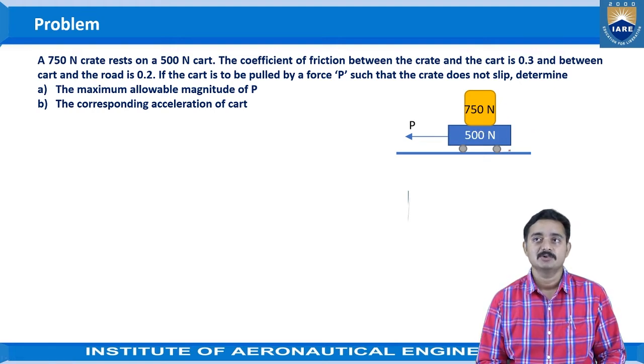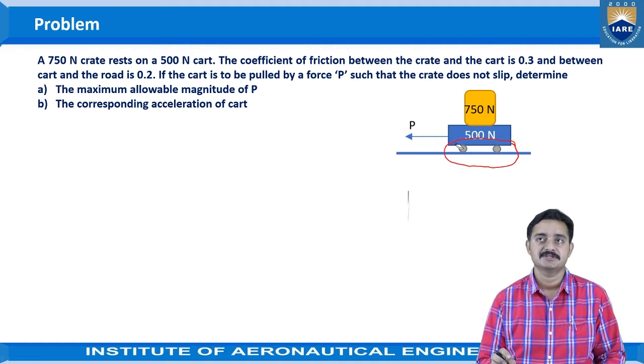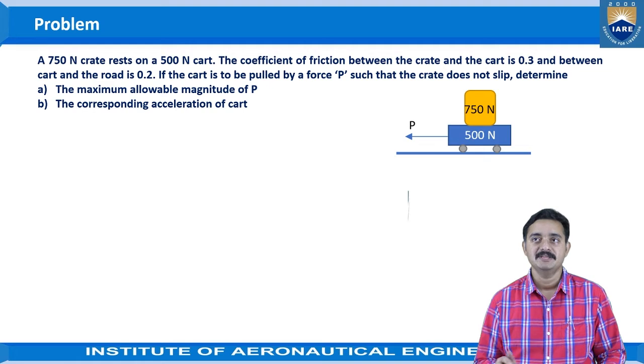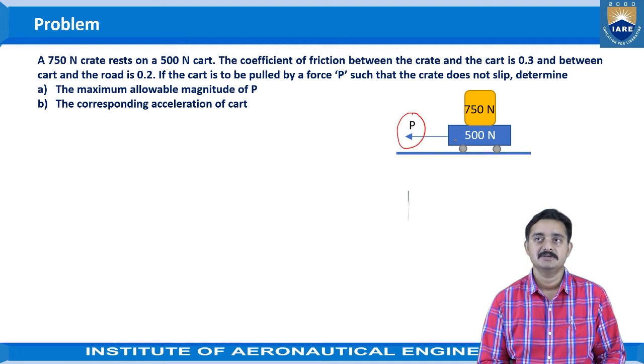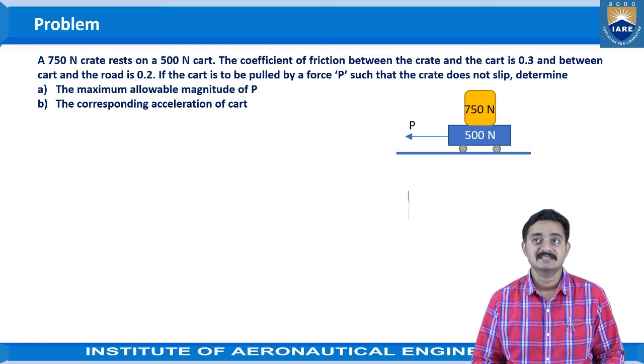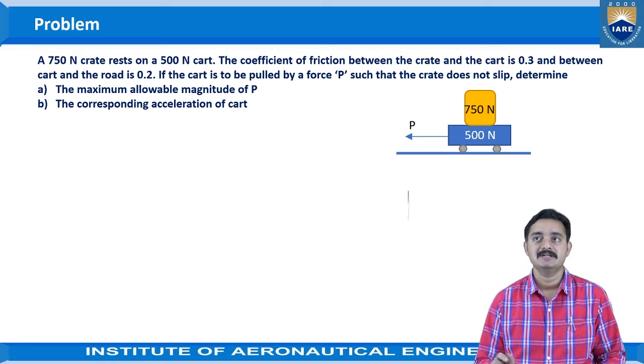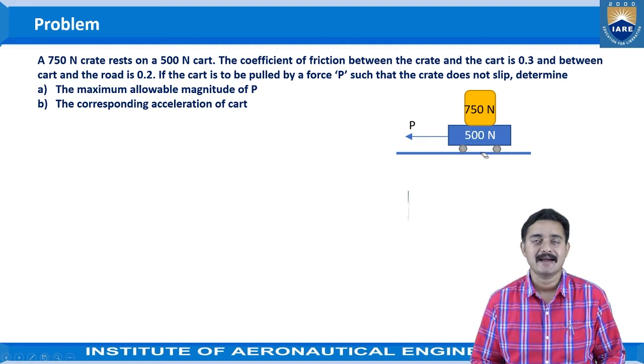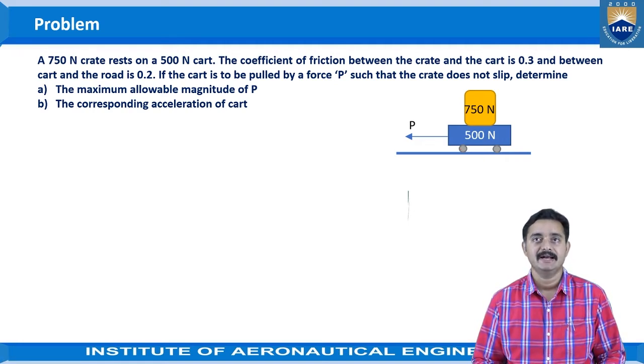And between the cart and the road, at this contact point, again there is friction, given as 0.2. If the cart is to be pulled by a force P, nothing but the force P is being applied to the cart, such that the crate does not slip. That means both should move together. Determine the maximum allowable magnitude of P and the corresponding acceleration of the cart.